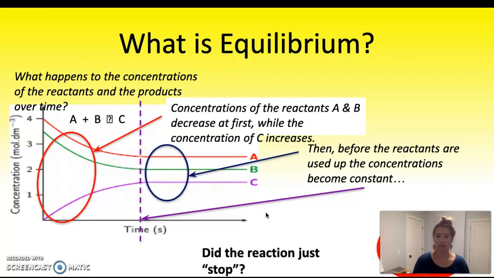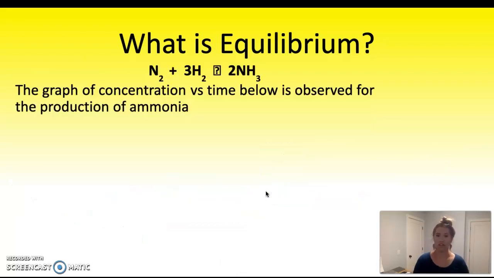And that's when a lot of people like to say that the reaction stopped. But that's not true. It hasn't stopped. It's just hit equilibrium. Okay? So equilibrium is when the reactants and the products, their concentrations are not changing. Let's talk about what that means.